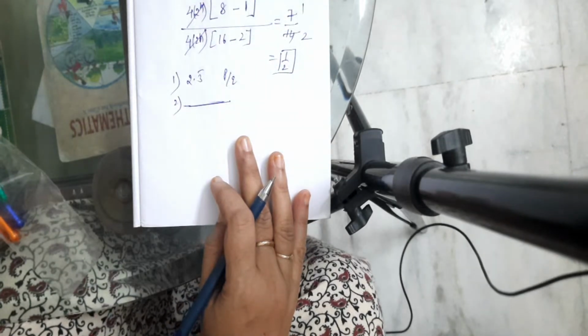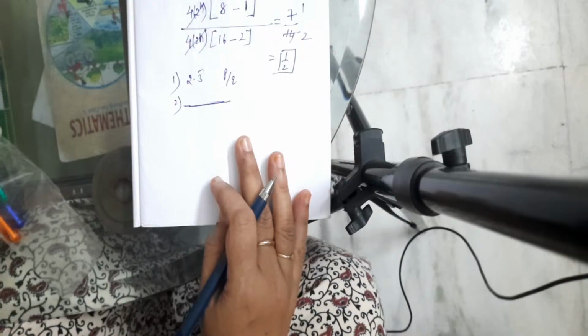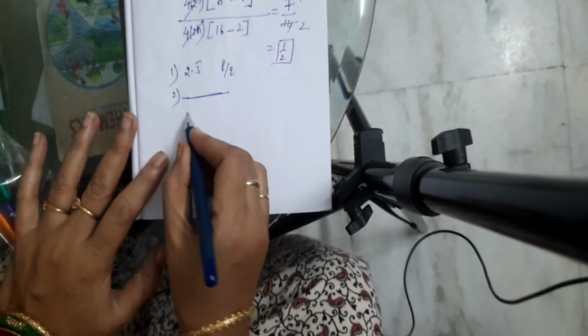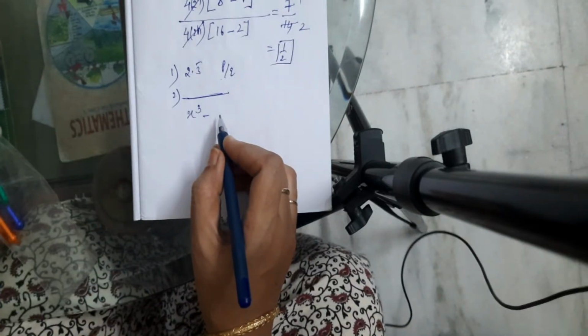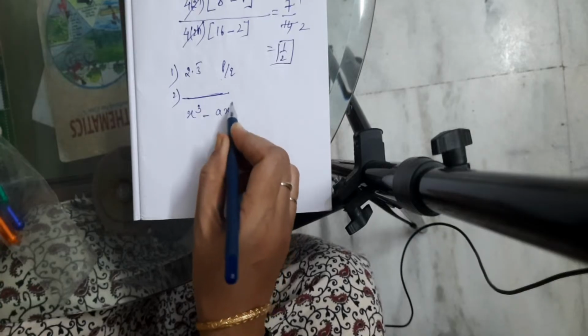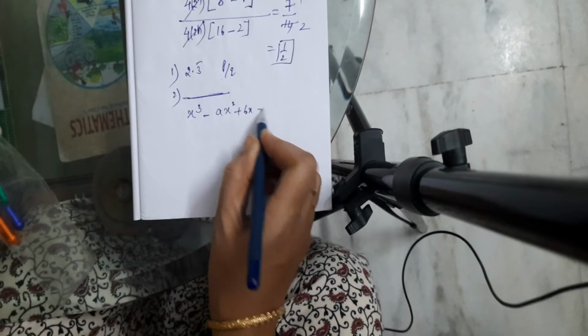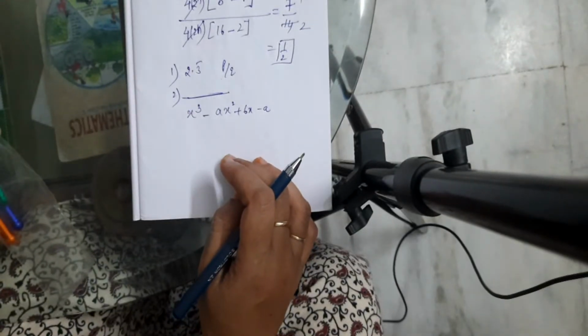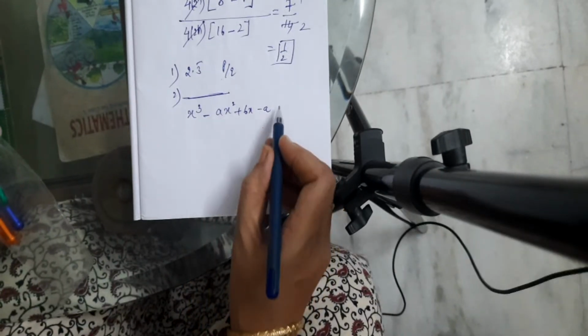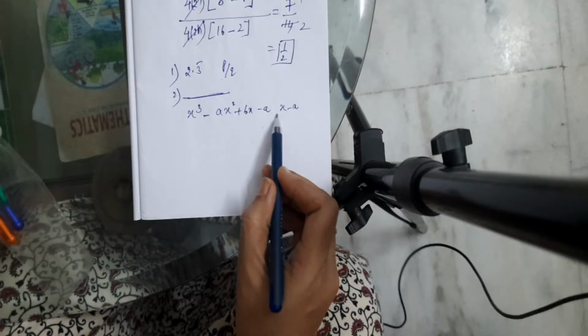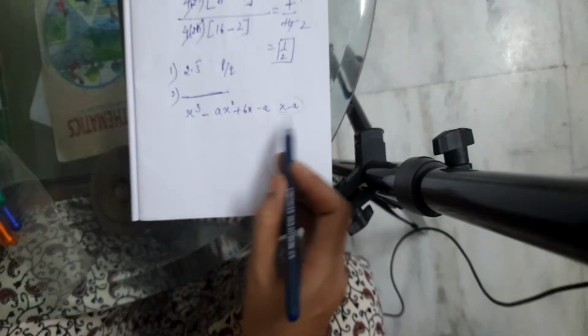Now find the roots. So here the question is x cube minus a x square plus 6x minus a. Find the remainder when the equation is divided by x minus a, or they can give that a factor of the equation is x minus 3, what is the value of a.